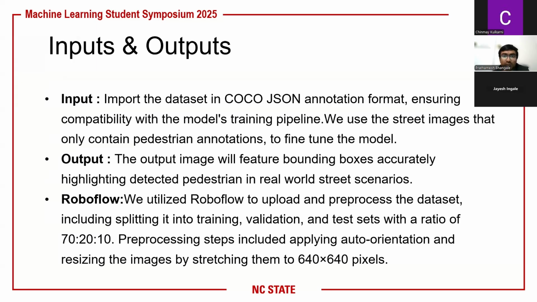For our project, we curated a dataset that specifically focuses on pedestrian annotations using the COCO format. Roboflow was used to pre-process and manage the dataset, where we applied auto-orientation, resizing to 640 by 640 pixels, and split the data into 70% training, 20% validation, and 10% test. By narrowing the dataset to pedestrian-only images, we ensure that the model can specialize more effectively.